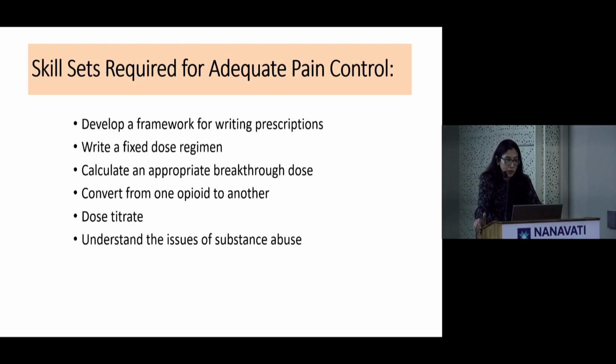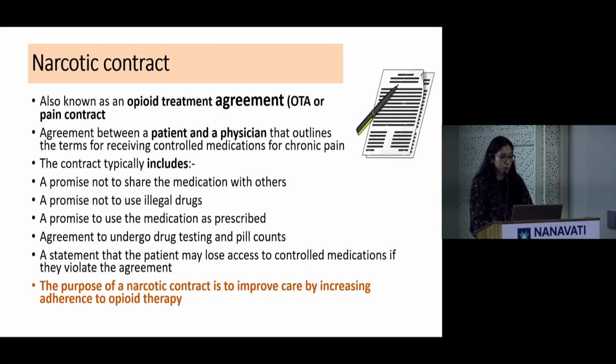So to adequately control the pain, we should have a framework for writing prescriptions. We should have a fixed dose regime. Then we should give something for breakthrough pain. And we should know how to convert one opioid to another opioid, that is opioid switching, in case the previous opioid is not working or there's tolerance to the previous opioid. And one needs to know how to titrate the doses and understand the issues of substance abuse.